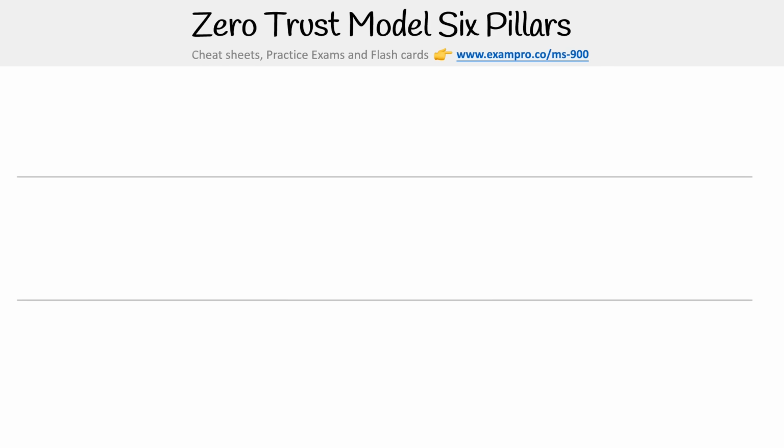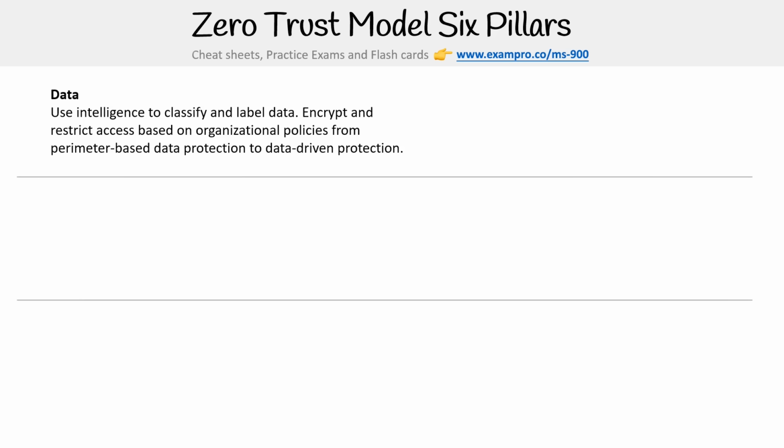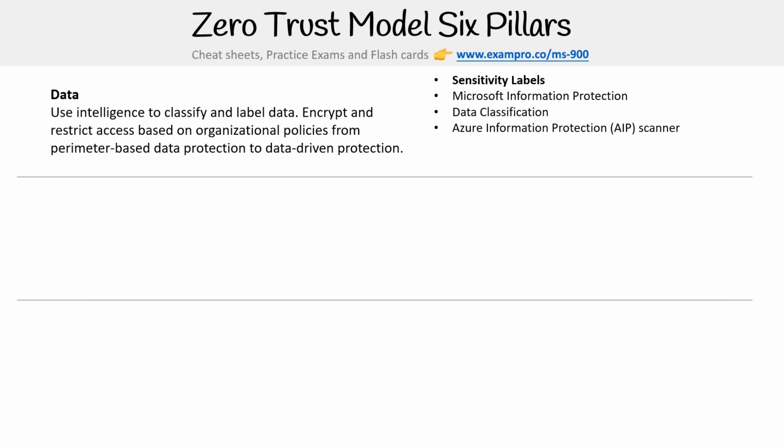So onto the last three pillars, we have data. So use intelligence to classify and label data, encrypt and restrict access based on organizational policies, so we move from perimeter-based data protection to data-driven protection. So here we can use sensitivity labels, Microsoft Information Protection, data classification, Azure Information Protection Scanner. So AIP Scanner does decision-based policies and data loss prevention policies. All of this stuff listed in the data pillar is in the Microsoft 365 Compliance Center. This is where all this stuff comes into play, which we'll see later on.